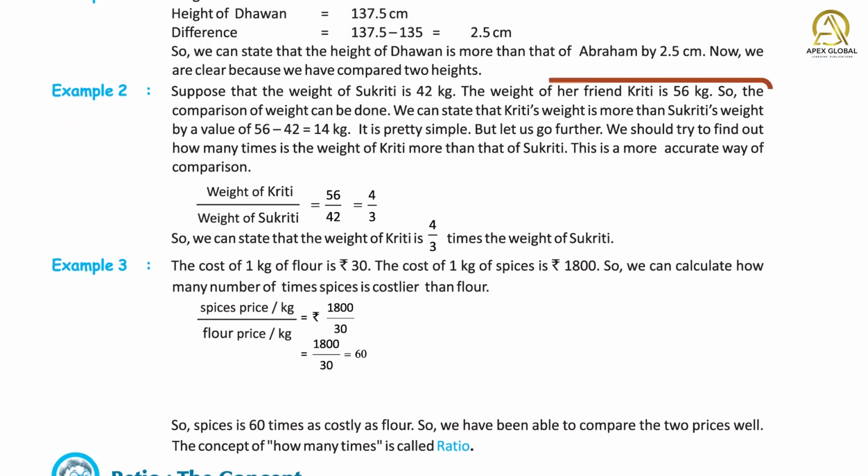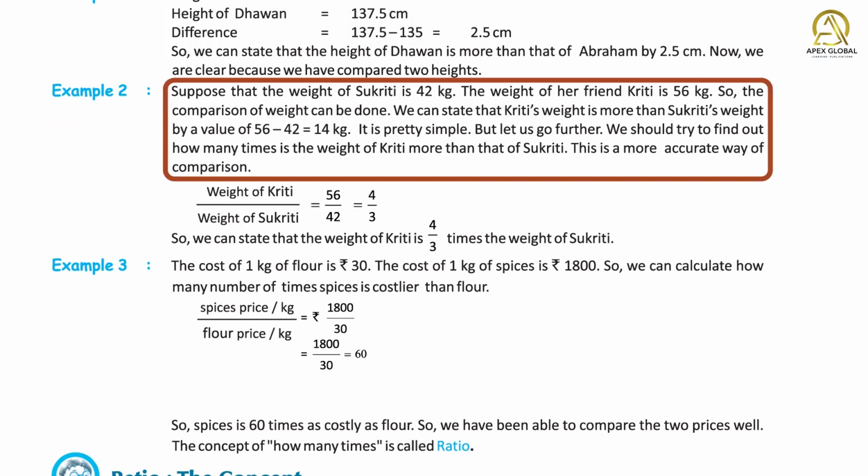Example 2. Suppose that the weight of Sukriti is 42 kg. The weight of her friend Kriti is 56 kg. So the comparison of weight can be done. We can state that Kriti's weight is more than Sukriti's weight by a value of 56 minus 42 equals 14 kg. It is pretty simple, but let us go further.